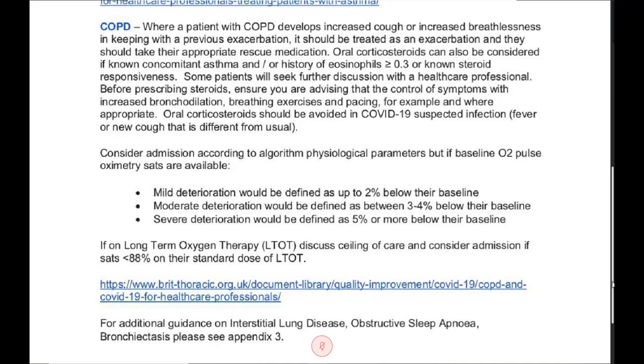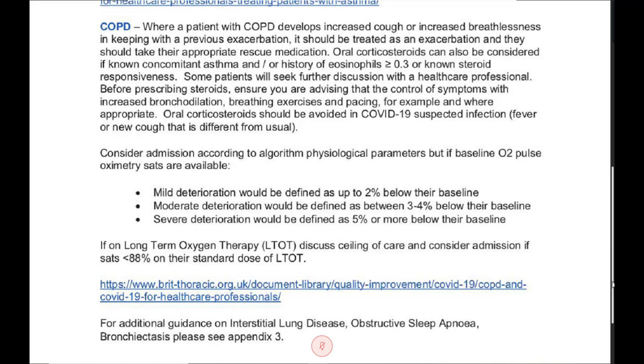Because patients with COPD already have underlying lung disease, their oxygen saturation range may be slightly relaxed depending upon what their baseline saturations are. So if you do have an idea of their baseline saturations, the criteria for admission, or for separation into the mild, moderate, or severe category, is dependent upon their baseline saturation. So we give a rough guide of what saturations you should be looking for before you refer to a hot hub or refer to A&E.